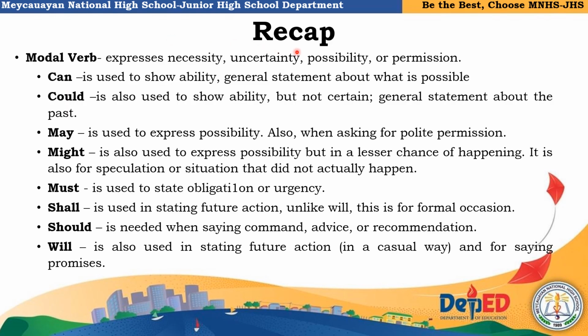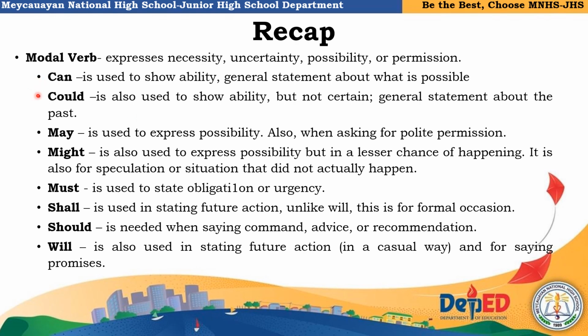Before we end our lesson for today, let's have a recap. Today, we talk about modal verb. Modal verb expresses necessity, uncertainty, possibility, or permission. In our session, we have different modals. Can is used to show ability or general statement about what is possible. And also could. It also shows ability but not certain. General statement about the past.